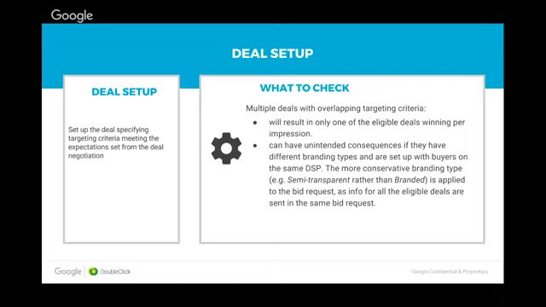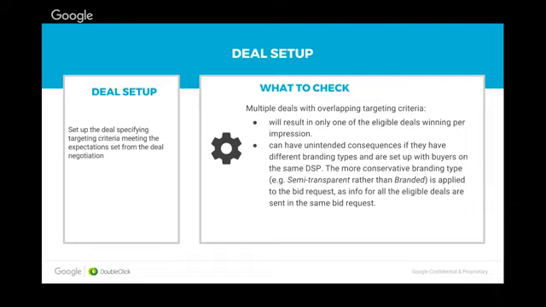Finally, again in the deal setup phase, there's the topic of overlapping targeting criteria. As we have seen in the previous slide with Davide, this will result in only one of the eligible deals winning per impression, and it can also have a consequence if they have different branding types and are set up with buyers on the same DSP. So we need to bear in mind all these best practices in both the negotiation and setup phases.